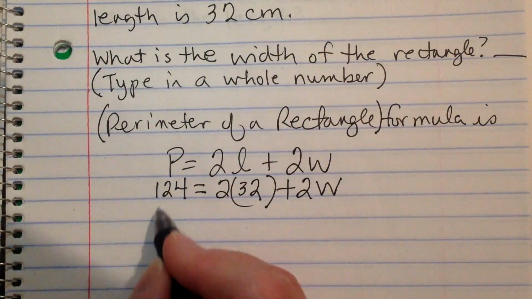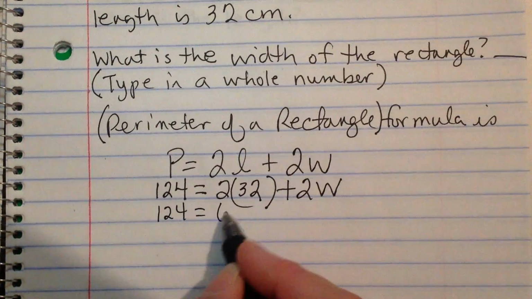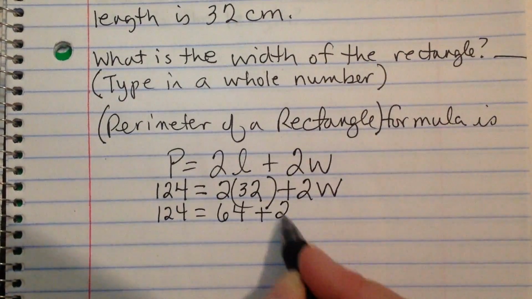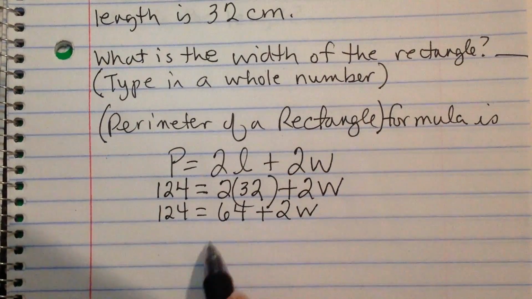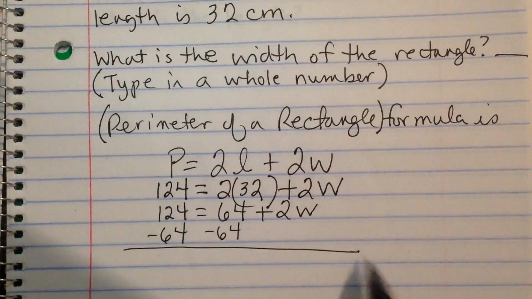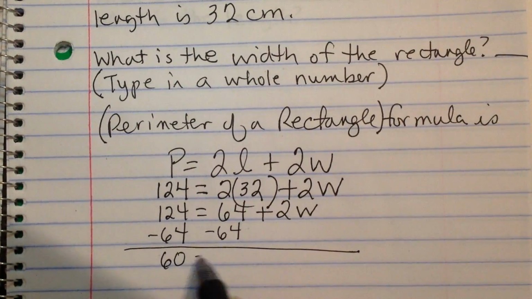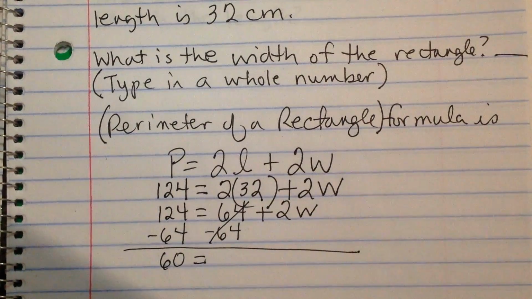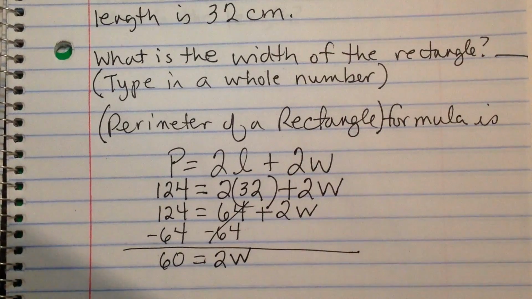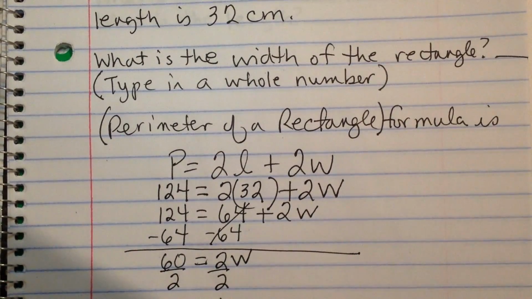So let's solve here. I have 124 equals 2 times 32 gives me 64 plus 2w. Solve for w, subtract 64 from both sides. If you subtract 64 from both sides, 124 minus 64 gives you 60 equals 2w. The 64's cancel. Then divide both sides by 2. Dividing both sides by 2, w is equal to 30.